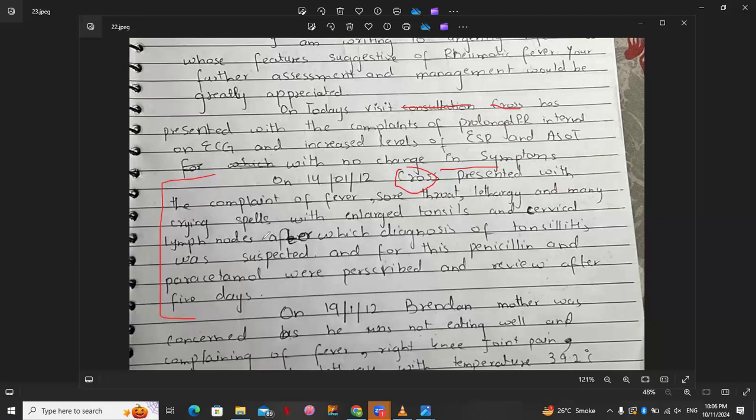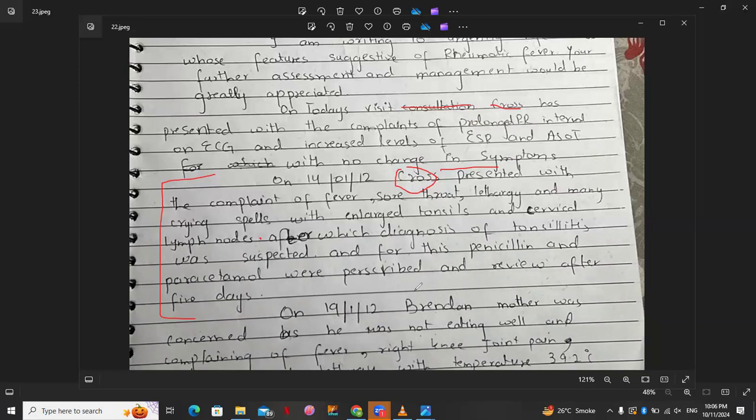So, and then, lymph nodes, that's fine. Then you can write, therefore, a diagnosis of tonsillitis was made. And he was prescribed penicillin and paracetamol. And was asked to return for a review after 5 days. Okay.